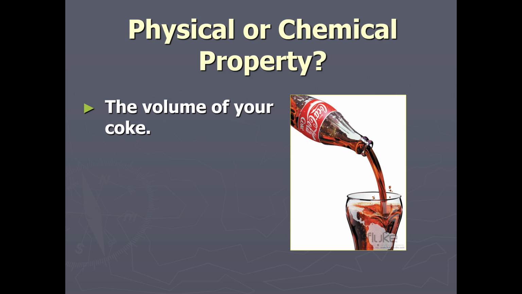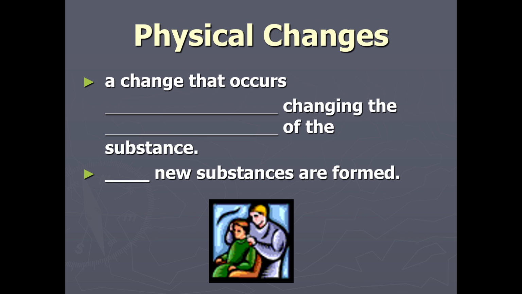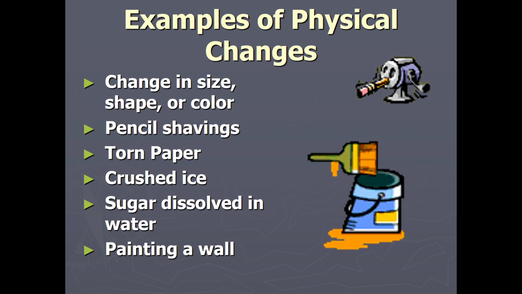The volume of your Coke, physical. The mass of 2 camels, physical. So physical changes versus chemical changes. A physical change is a change that occurs without changing the identity of the substance. No new substances are formed. So examples of physical changes: a change in size, shape, or color, pencil shavings, torn paper, crushed ice.